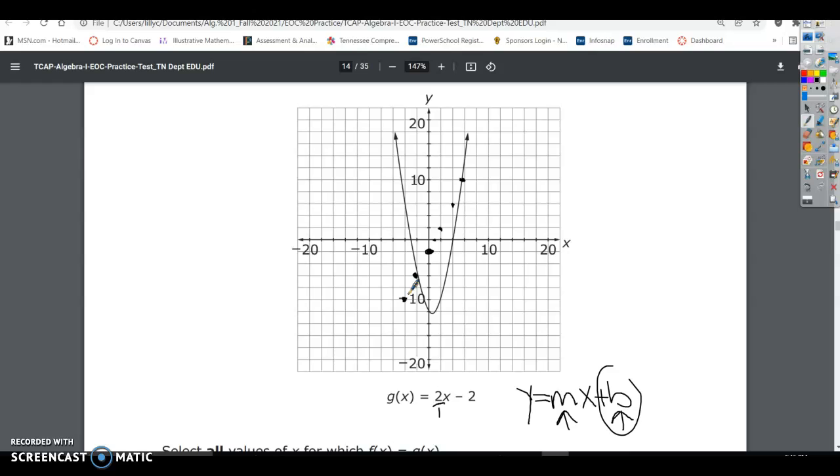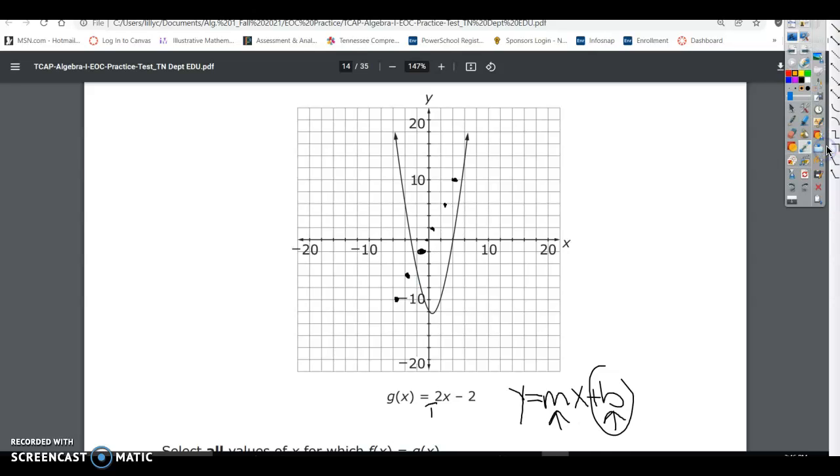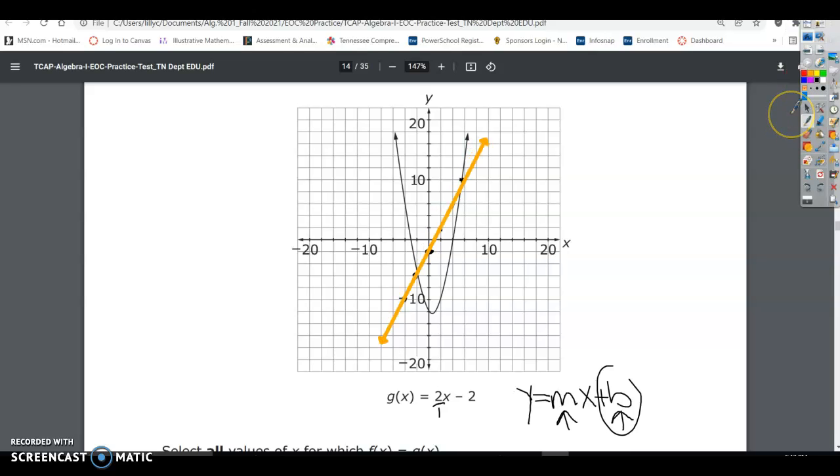Once I get a few points there, you can kind of see where it's going to intersect. So let's go ahead and draw a linear function here. Let's see if I can get this to work. All right, so I'm going to go from here. Going to give me a nice orange line there.